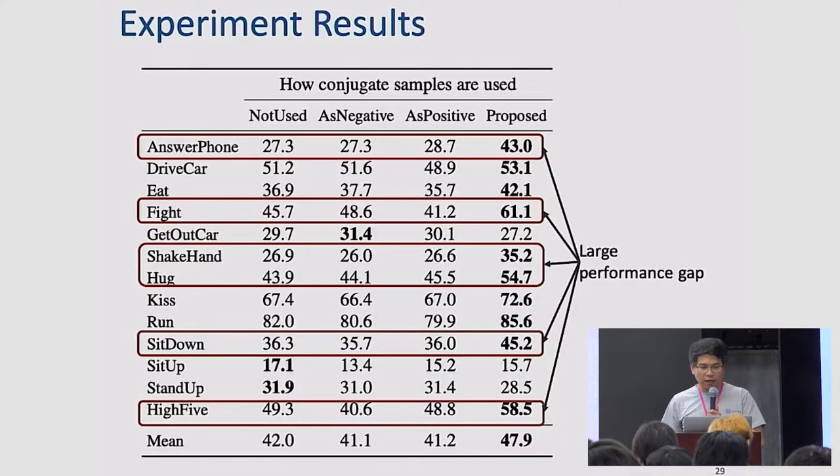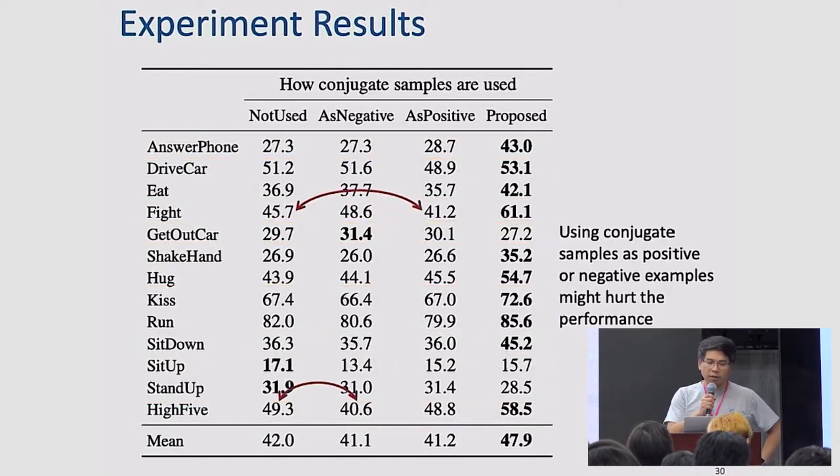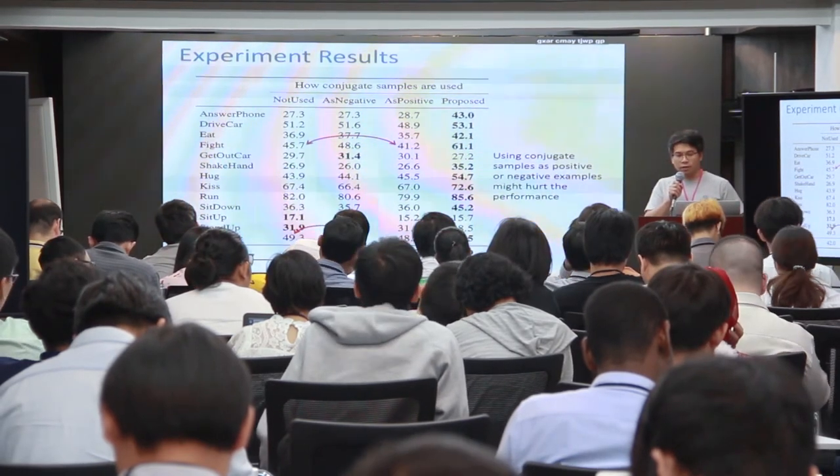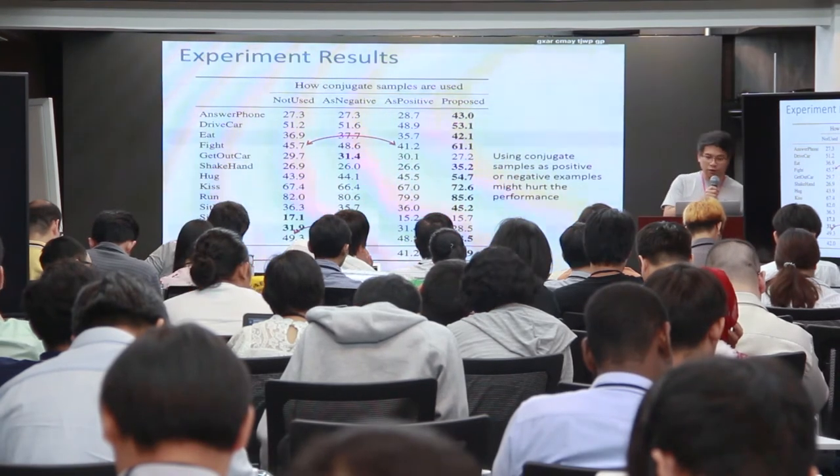What you can see here is that on average there's a significant improvement in terms of AP. In many cases, you actually see a large performance gap between the proposed approach and the baseline or the other methods. Note that using the conjugate sample as a positive or negative example might hurt the performance. For example, if you look at the second last row, high five, if you use a conjugate sample as a negative example, then the performance drops drastically. High five is actually a very brief action, so in order to recognize a high five, you need a lot of context. If you use the video sequence before and after high five as negative, you're going to hurt the performance of the classifier. So it needs context.